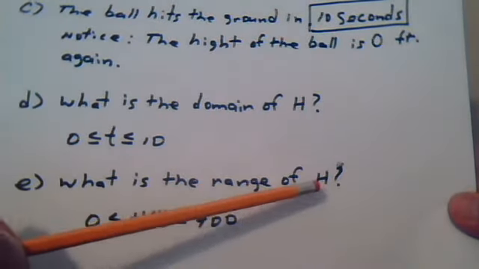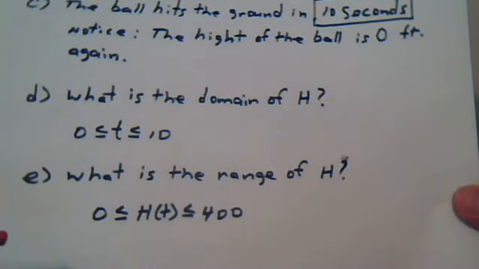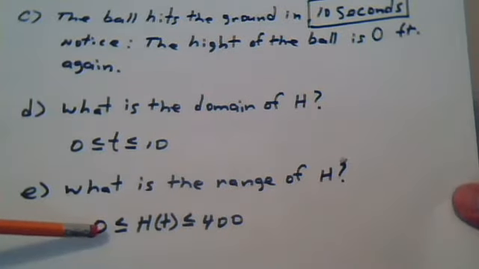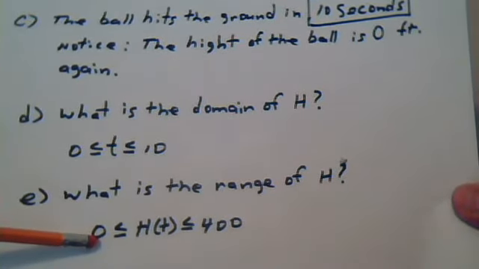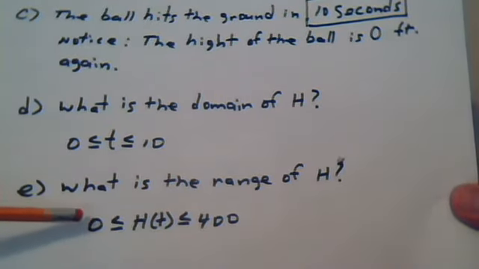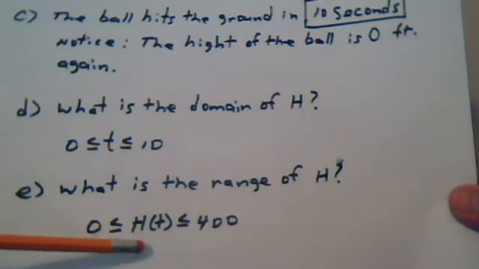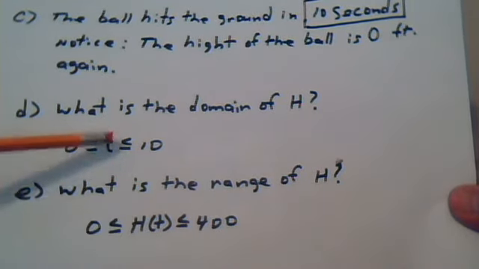What is the range? Well, the range of H would be the y part, the vertical part. So the smallest height was 0 and the greatest height was 400. So it covered all the values between 0 and 400. This would be the range of the height. This is the domain.